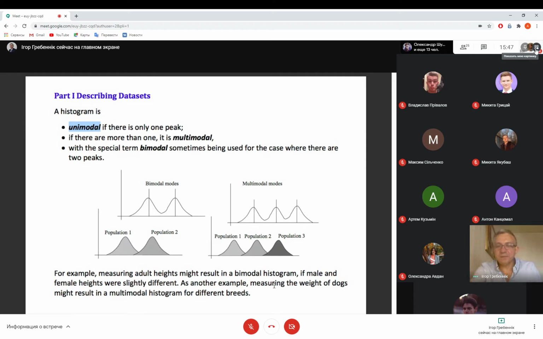For example, measuring the weights of dogs of different breeds may be described by a multimodal histogram. Small dogs, large dogs, and middle, described as populations, may be described by a multimodal histogram.